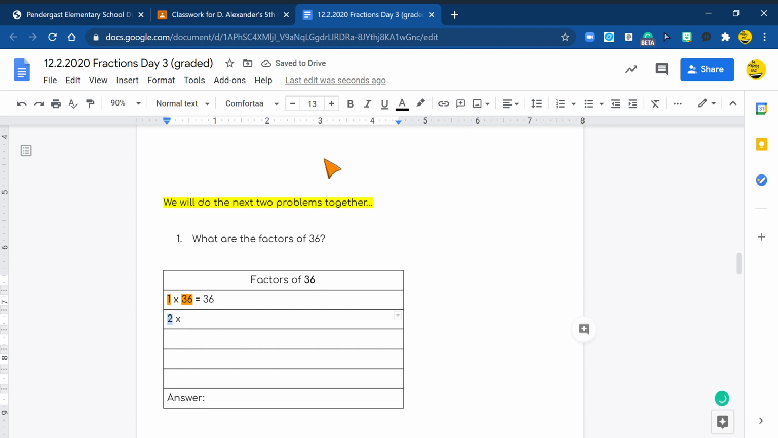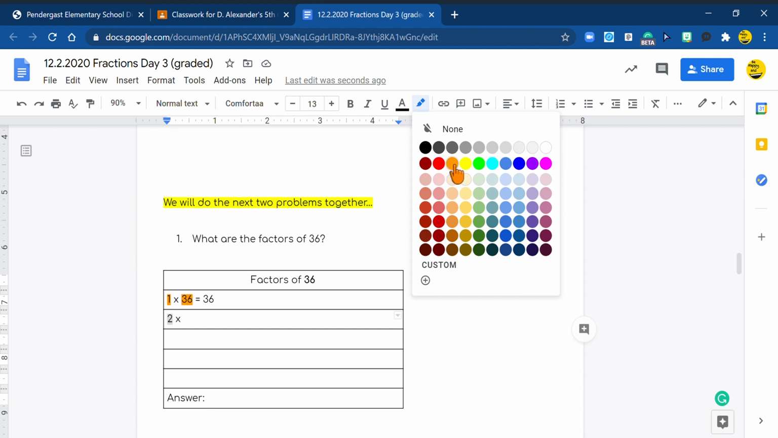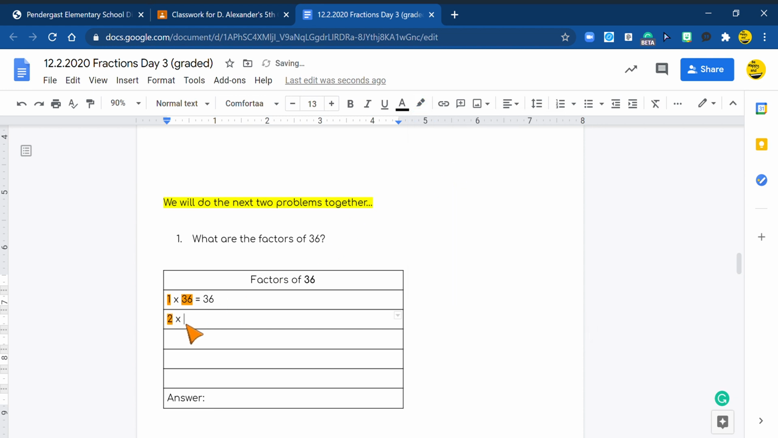So I'm going to quickly highlight this 2 so that I remind myself that it's part of my answer. 2 times what is 36? So I'm going to quickly think about it. 2 goes into 3 one time, which leaves 1 left over. So 2 into 16 goes 8. So 2 times 18 is 36.